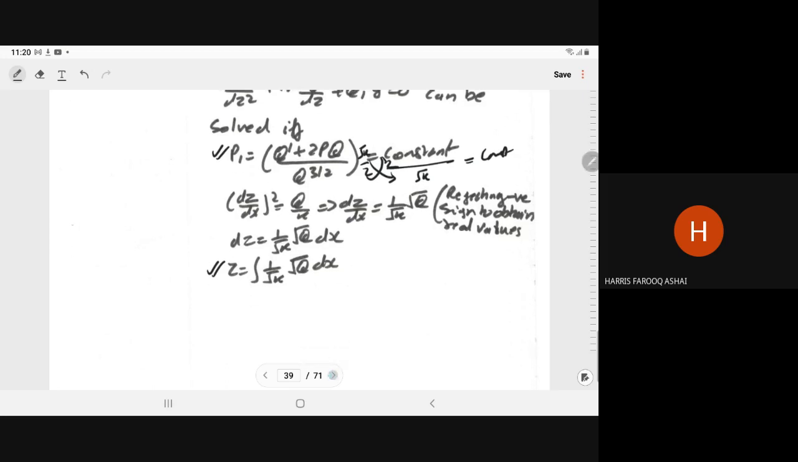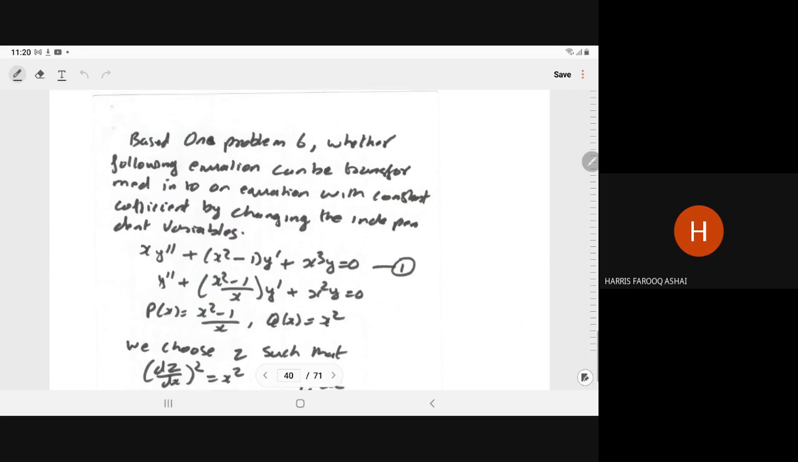Let us take the example, then it will be clear. In continuation of the problem 6, based on problem 6, whether the following equation can be transformed into an equation with constant coefficients by changing the independent variable. Even whatever you have already done, Euler's equidimensional differential equation, that also you can check with this. With that, automatically z will come ln x. Whatever theory I have given you earlier, that you can check from here, and that will give you the substitution z equal to ln x.